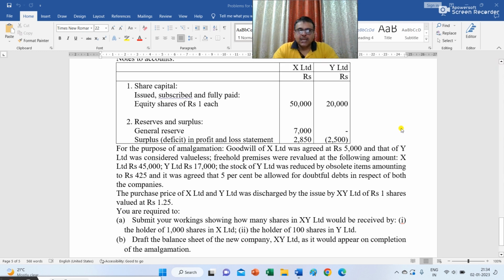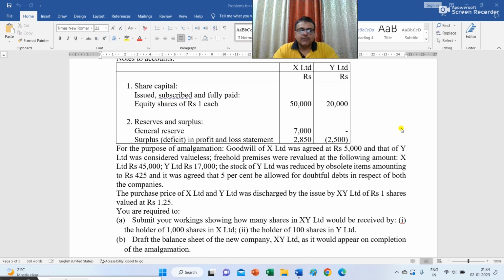For the purpose of amalgamation, goodwill of X Limited was agreed at rupees 5,000 and that of Y Limited was considered valueless. Freehold premises were revalued at the following amounts: X Limited rupees 45,000, Y Limited rupees 17,000. The stock of Y Limited was reduced by obsolete items amounting to rupees 425, and it was agreed that 5% be allowed for doubtful debts in respect of both the companies.